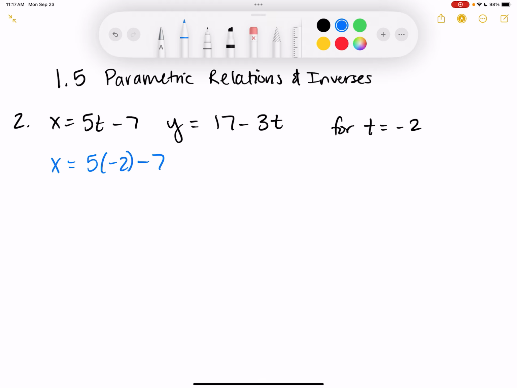And what do I get when I multiply and add that? -17. Do the same thing for y. y equals 17 minus 3 times -2. What do I get for that one? 23. So the pair is -17 and 23.